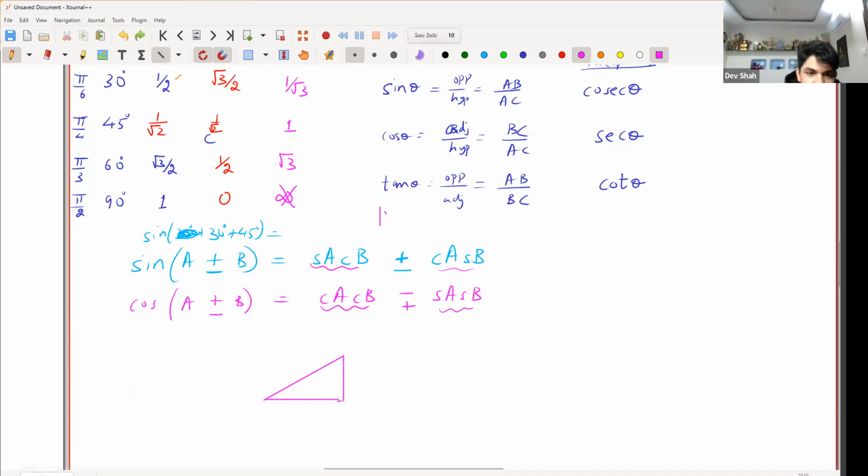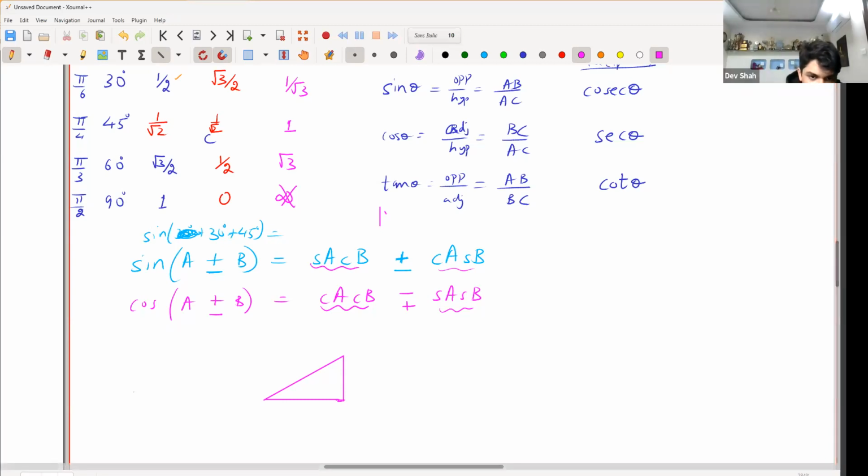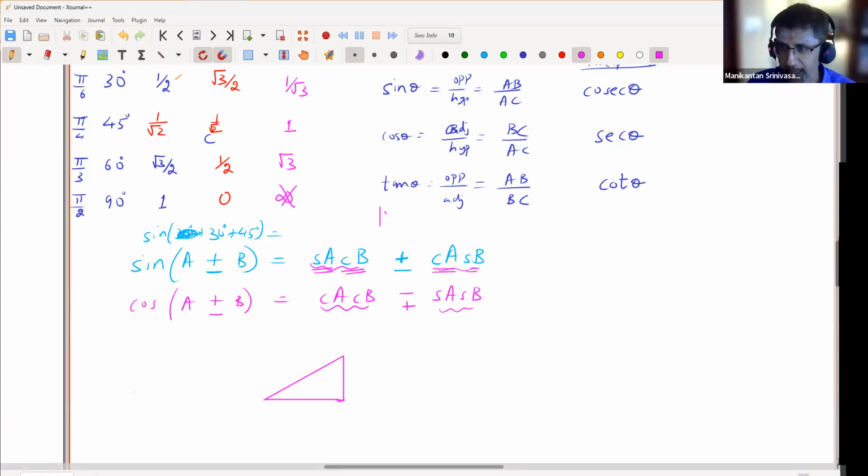Okay. So what is the small s? Like when you say s, capital A. Oh, sorry. That's just me being lazy. Sine A cos B plus cos A sine B. You wouldn't see this in textbooks. It's just me being lazy.